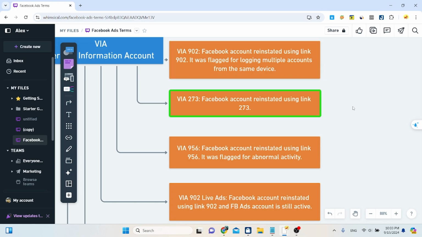Via 273 is an advertising account that is disabled due to violating Facebook's advertising policy. To resist the account, you must use a link ending in 273, so it is called via 273 for easy remembering. Similarly, via 956. These accounts often have checkpoint errors, are locked due to unusual activity and can be unlocked with the accompanying email. If you see the seller write via 902 live ads, it means that the account has resisted 902 and the advertising account is still alive.